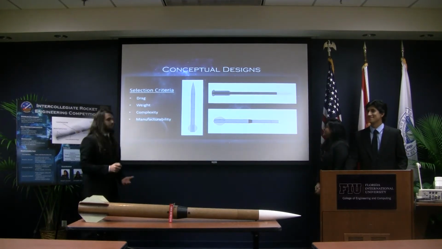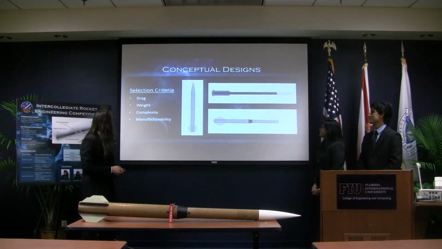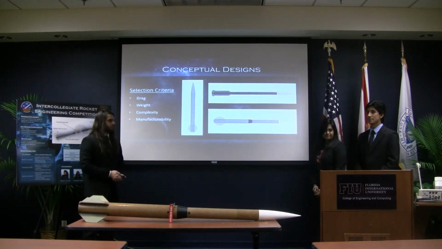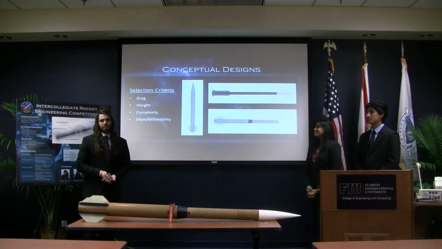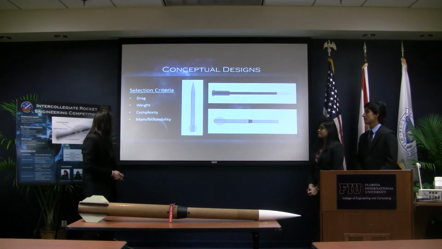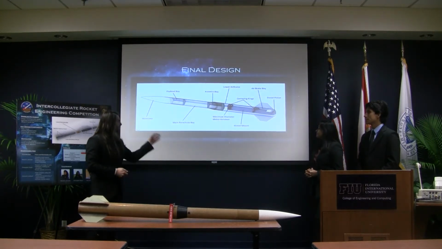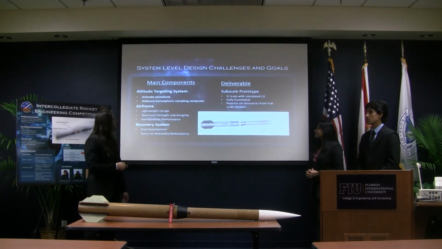Okay, so we started with our conceptual designs. These are the three designs that we came up with. Our criteria for choosing between them was the drag, the complexity, the overall weight, and the manufacturability. Our final design ended up being this one here. You've seen this slide, and that's the overview of the components.